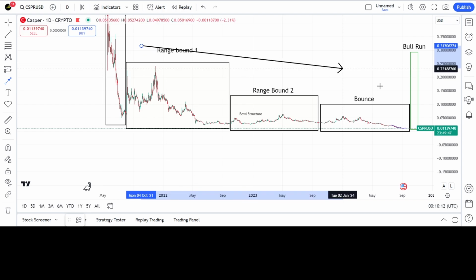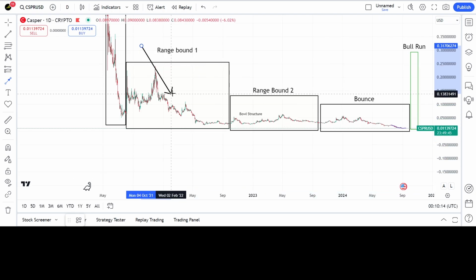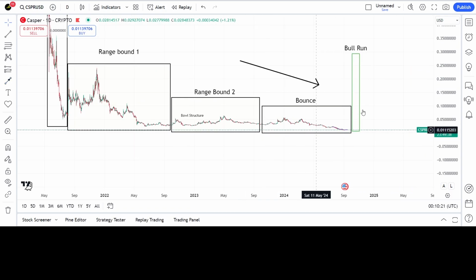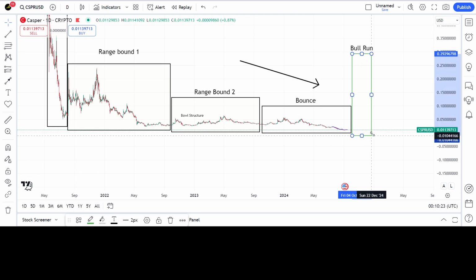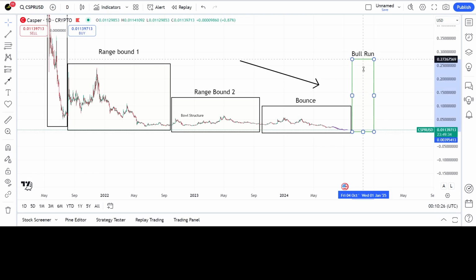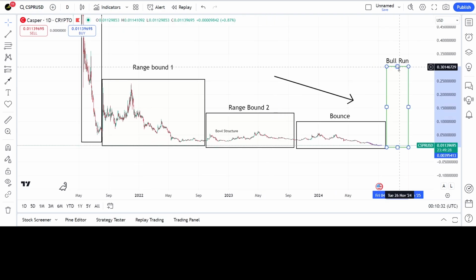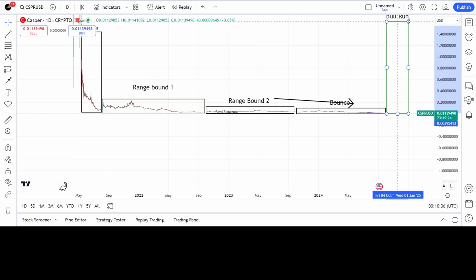So this sideways range-bound time has taken a very long time for it to play out. After this, Casper will change gears and it will enter into a bull run structure. Now, I don't know how high this will go. I'm just drawing it so it fits on this screen. It could be here, it could be here, it could be much, much higher.